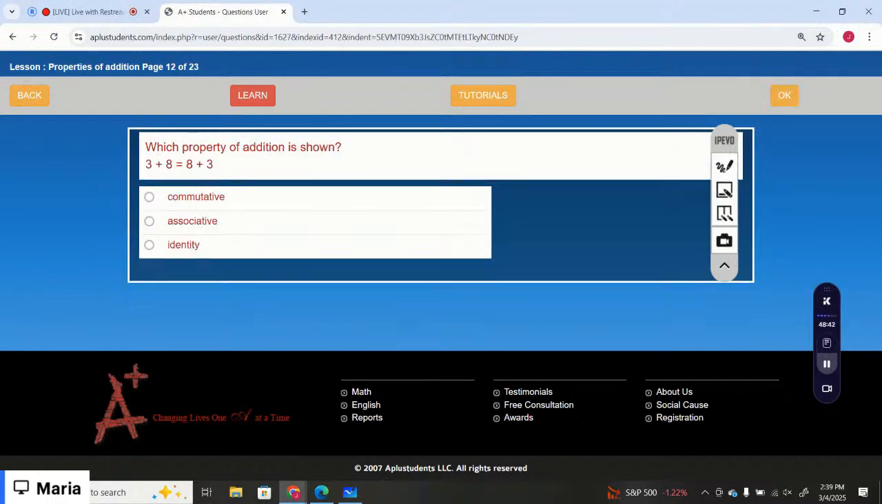Which property of addition is shown? Commutative property it is. Okay, you can complete the lesson by yourself later today. Let me just move on to the next lesson.